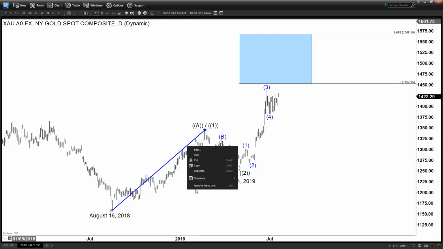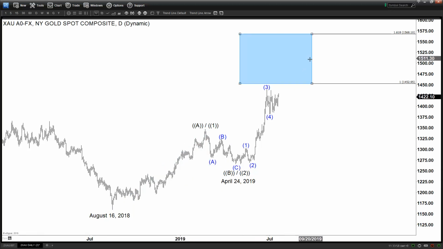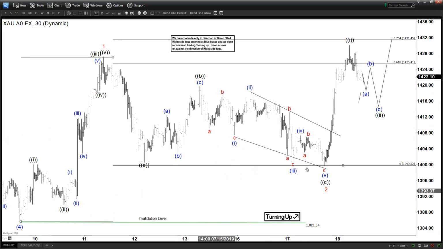And then from there, if this is a ABC, we can get a reaction, all right, around 1450 or maybe higher than that. If it is 1 2 3 though, then potentially it can extend a little bit higher. Okay, so bottom line, going back to the shorter cycle, is that as long as the pullback stays above this wave 2, gold can continue to see more upside.